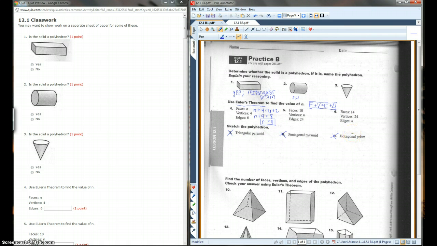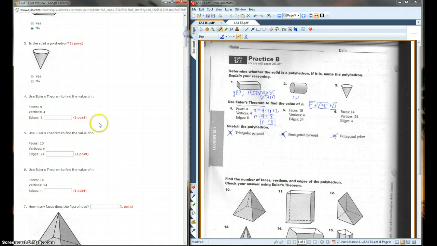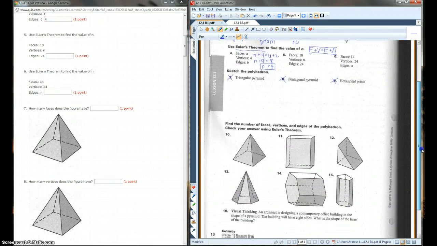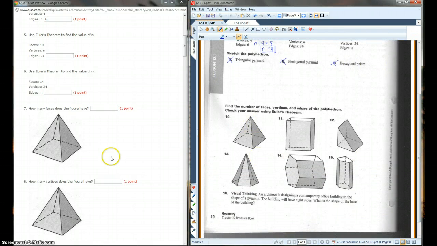Before I forget, let me go ahead and mark these answers over here. So number 1 is yes, number 2 is no. You guys can figure out what number 3 is. For number 4, what is N? N is 4. There you go. 5 and 6, you guys can figure that one out. Alright, you go down here to number 10. Number 10 corresponds with number 7 over here. It says find the number of faces, vertices, and edges of the polyhedron.